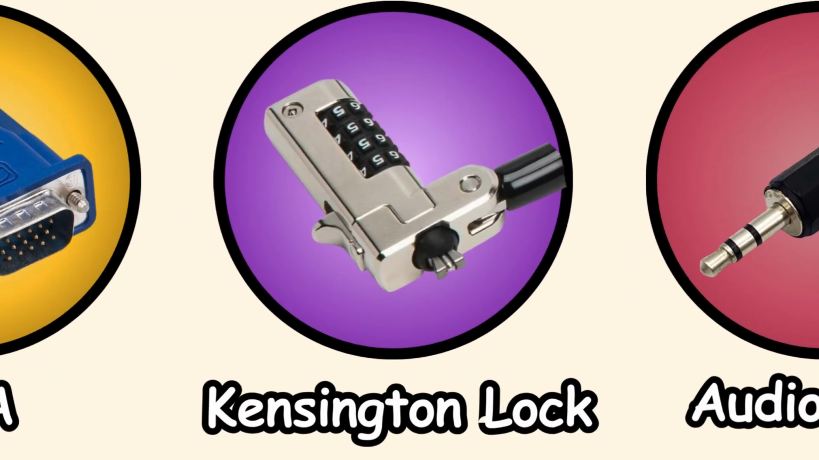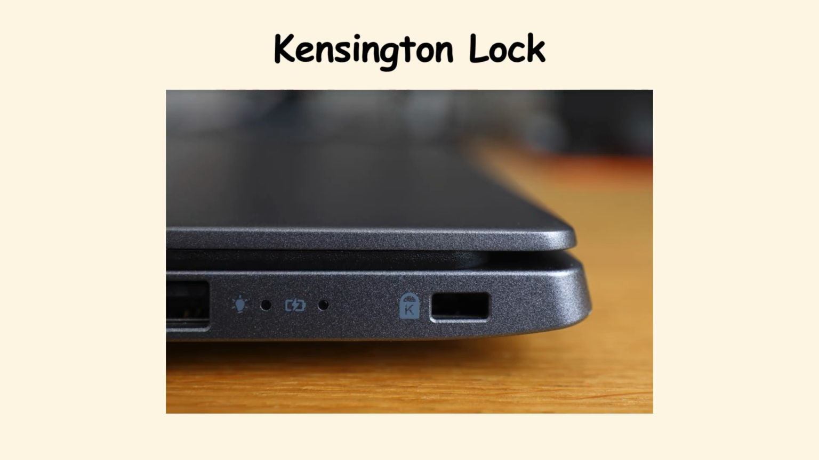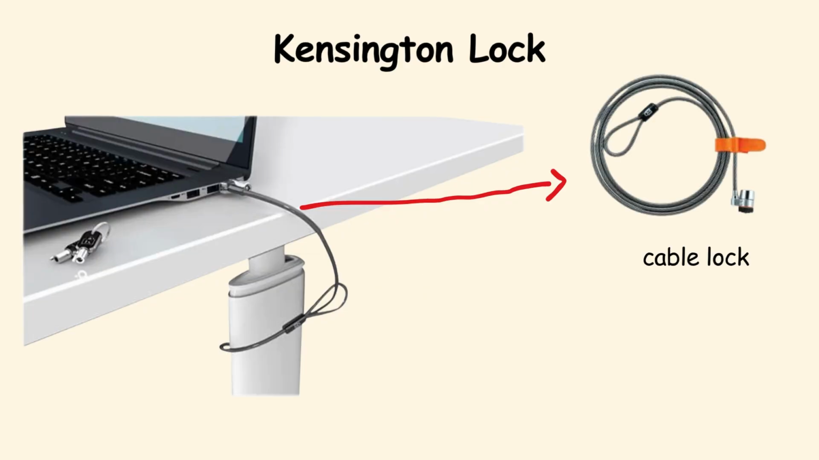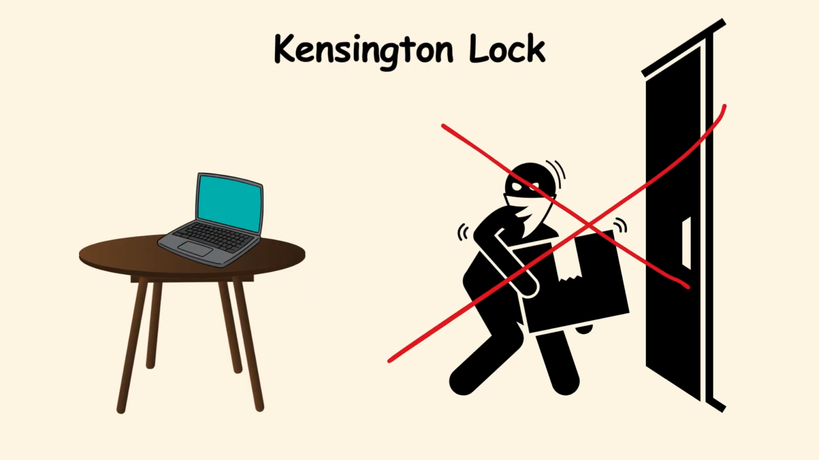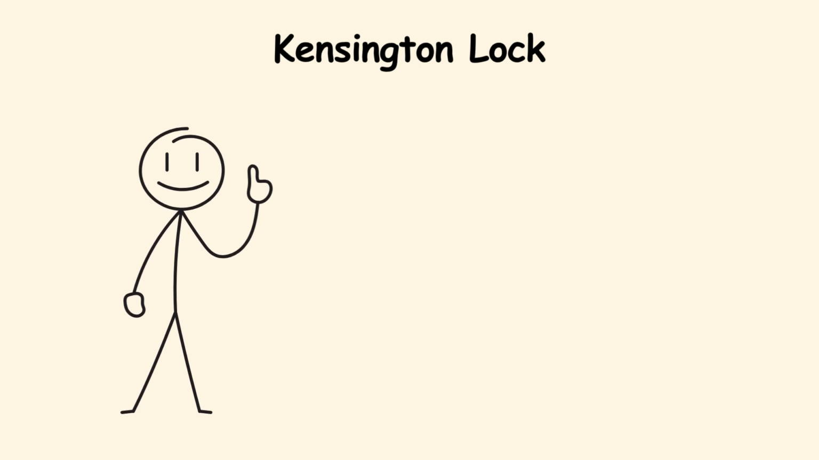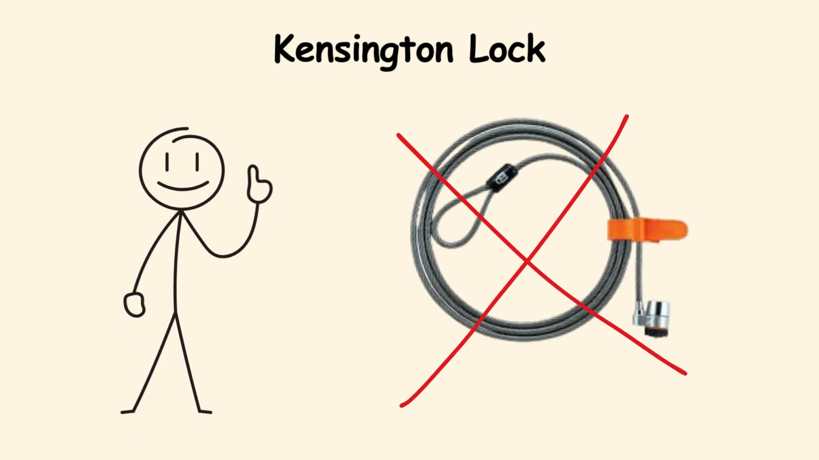Kensington Lock. Finally, we have the Kensington Lock slot. This small rectangular port is found on some laptops and is designed to physically secure your device. You attach a compatible cable lock that loops around a heavy object, and then it clicks into the lock slot on your laptop. It's a straightforward way to deter theft in public places like offices, libraries, or coffee shops. In reality, though, not many people use it anymore.